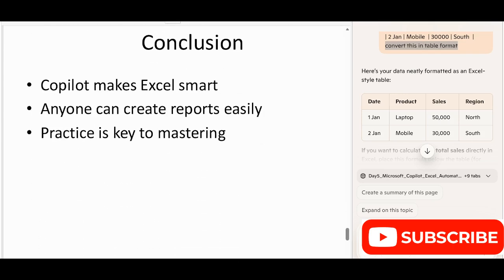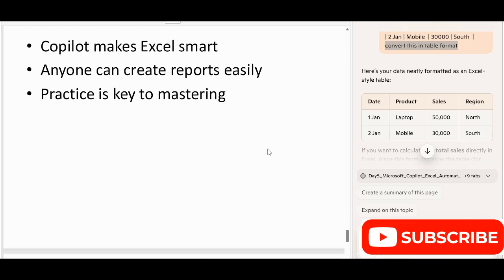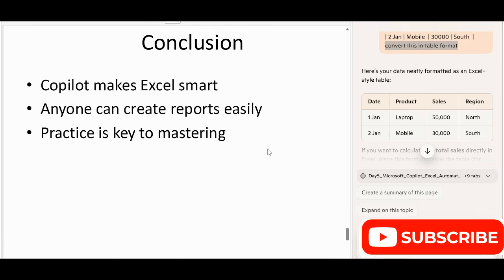Conclusion, like Copilot makes Excel smart. Okay, and anyone can create reports easily. It's very easy. If you know how to use the correct prompt, then anyone can use it, and practice is key to mastery. So this also you have to keep in mind. Without practicing you can't become a master in this.